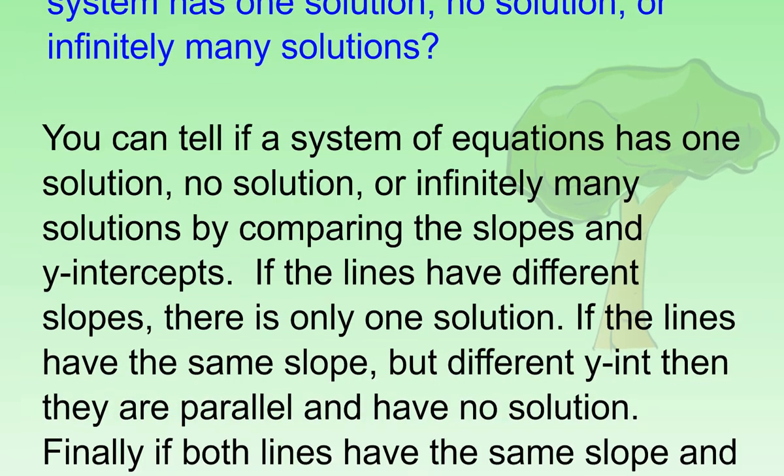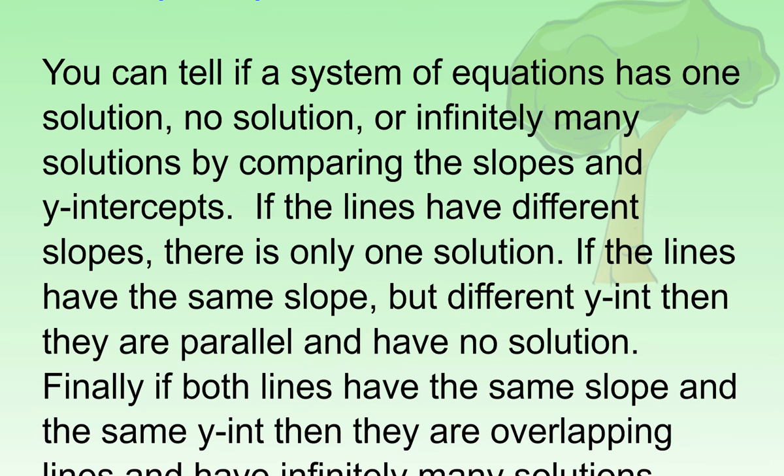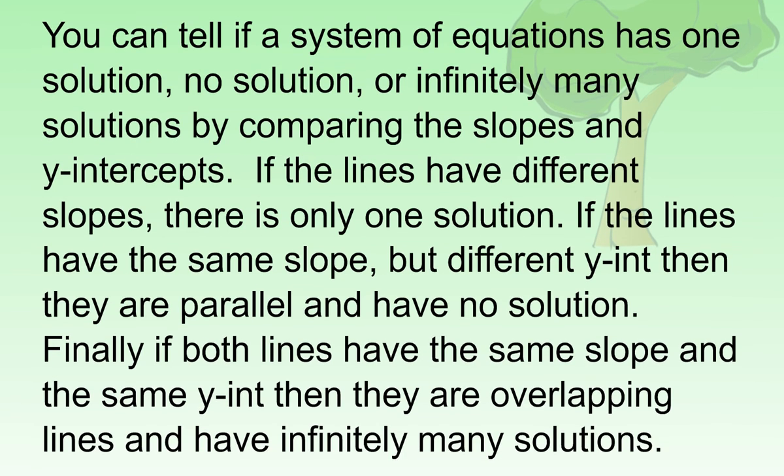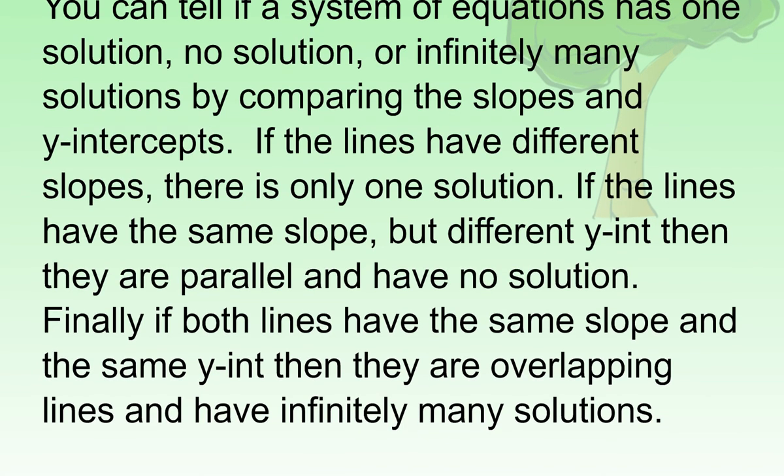Alright, so I said, you can tell if a system of equations has one solution, no solution, or infinitely many solutions by comparing the slopes and y-intercepts. If the lines have different slopes, there's only one solution. If the lines have the same slope but different y-intercepts, then they are parallel and have no solution. Finally, if both lines have the same slope and the same y-intercept, then they are overlapping lines and they have infinitely many solutions.